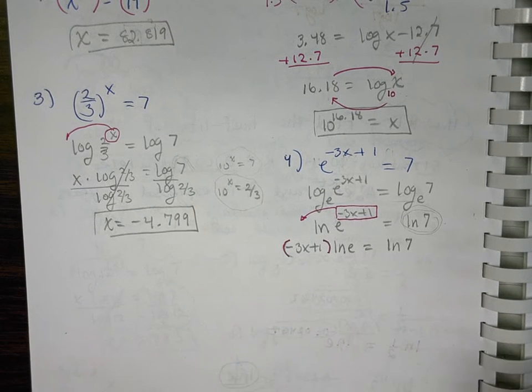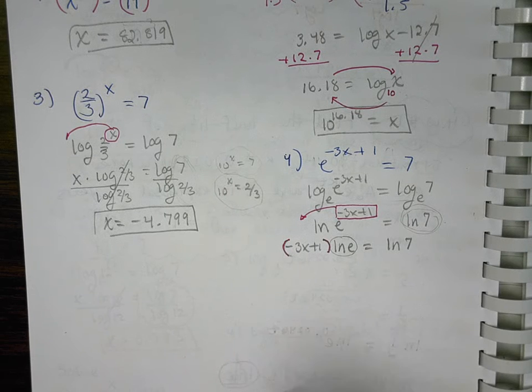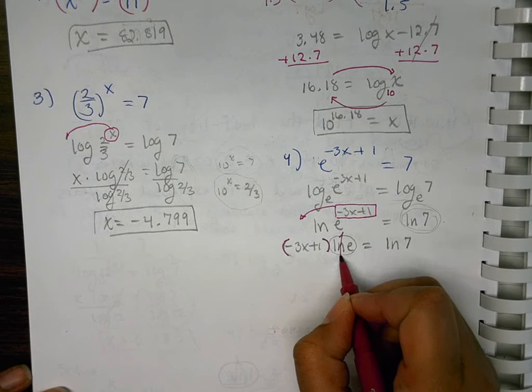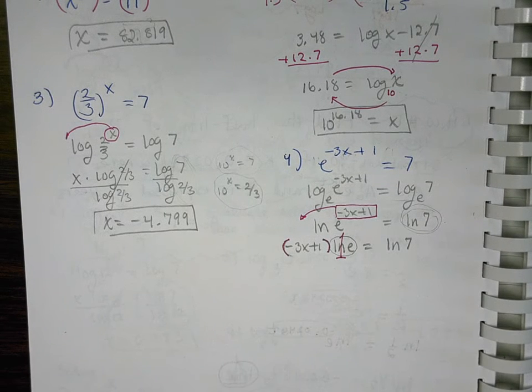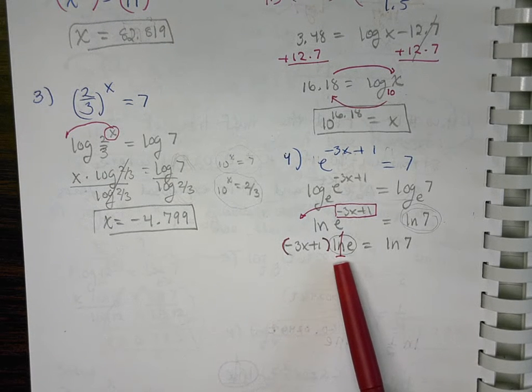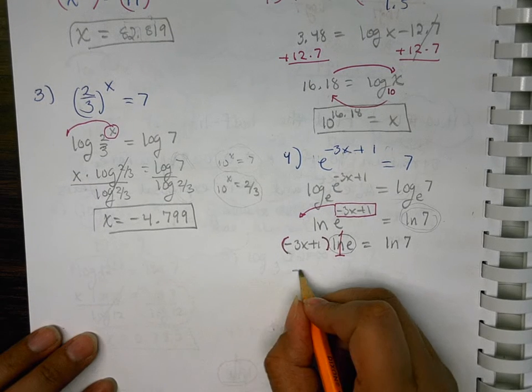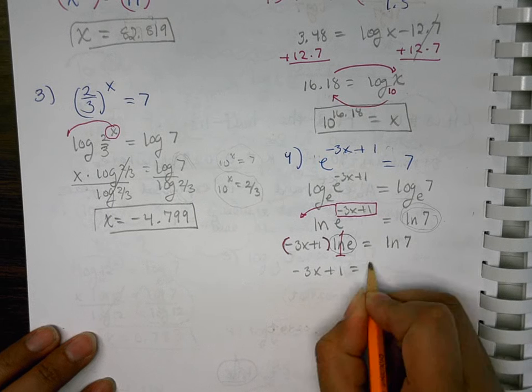Does anybody remember what ln of e is? It's 1. Log of 10 is 1. Log base 5 of 5 is 1. Log base e of e, which is... So if it's a log of itself, it's 1. Yes. ln is base e, so if those two are the same, it is 1. All right, so negative 3x plus 1 equals ln of 7.